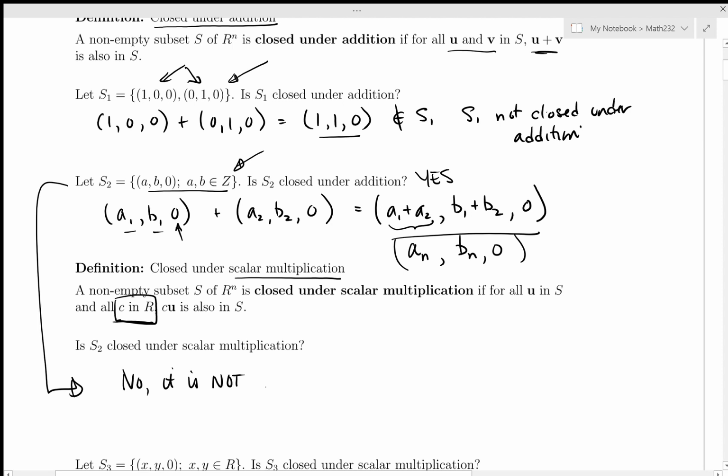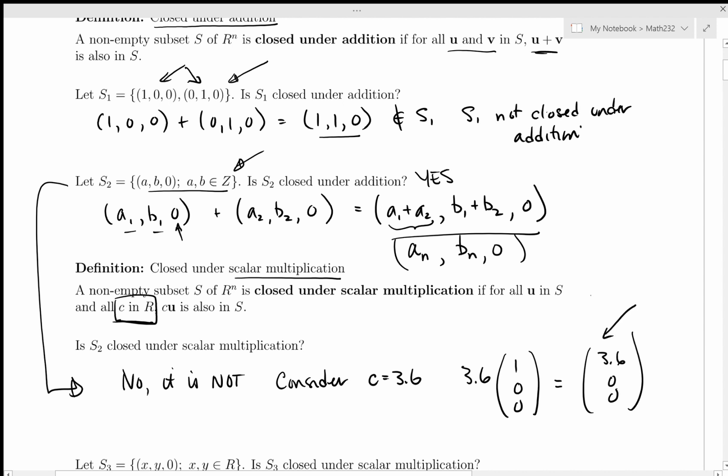Why? Because consider, as a counterexample, C equal to 3.6. If I take scalar multiplication of 3.6 times this vector, 1, 0, 0, I get 3.6, 0, 0. And this thing is not in S2 because that entry is not an integer. So I've managed, by doing this scalar multiplication, to escape out of S2. So it's not closed under scalar multiplication.